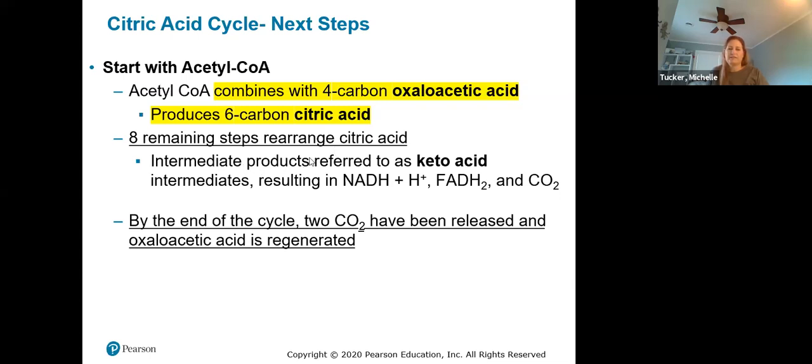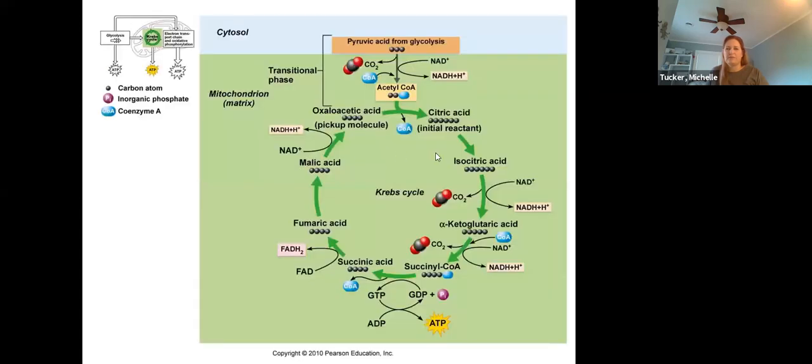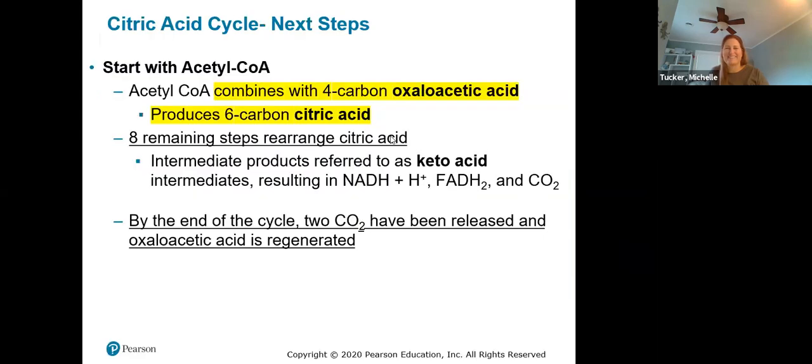Intermediate products are referred to as keto acids. You do not need to know that we go from citric acid to isocitric to ketoglutarate. You don't need to know the names. This is just 8 reactions that occur so that we can regenerate citric acid by combining oxaloacetic acid with acetyl-CoA. So we need to regenerate that oxaloacetic acid. We've made 3 NADH plus H, 1 FADH2, and 1 ATP.